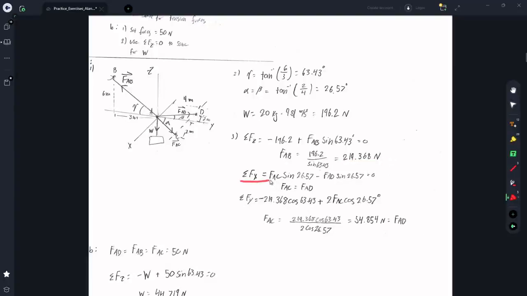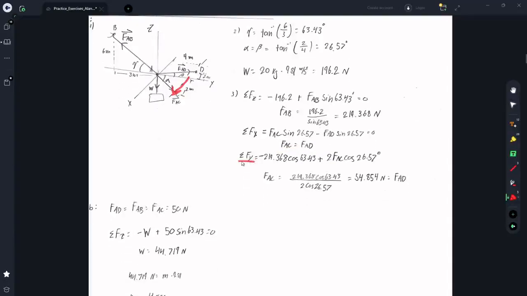The next equation I set up was the sum of the forces in the x direction is equal to 0. So that's going to be this component here and this component here, which are equal and opposite each other. And because the angles are the same, it's just going to be FAC equals FAD.